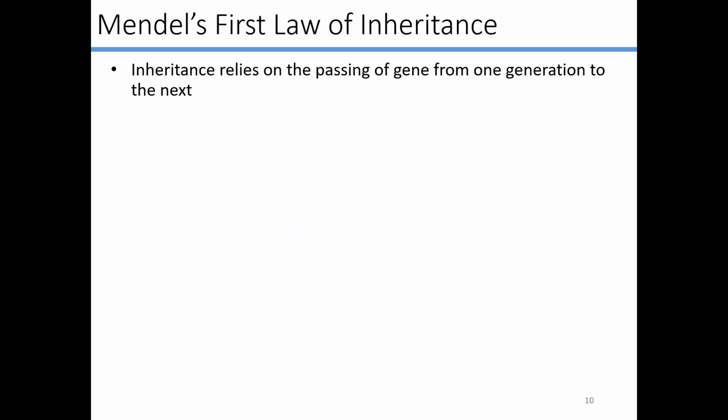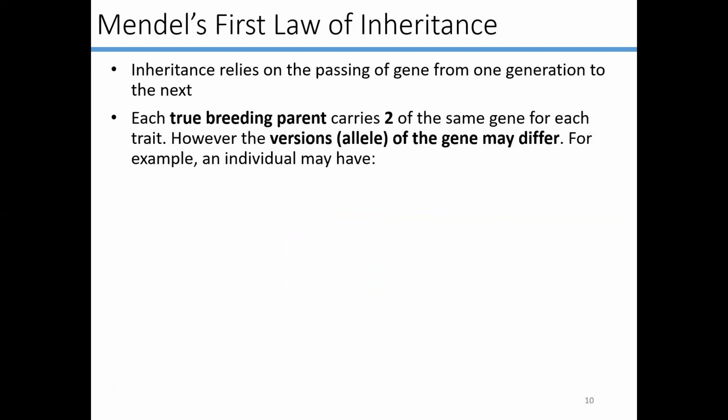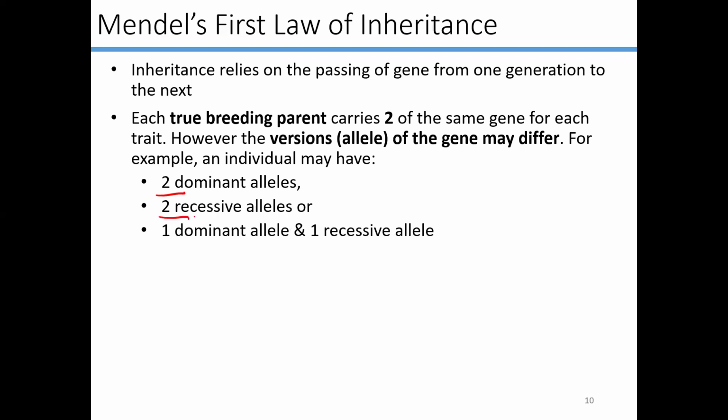So this leads us to Mendel's first law of inheritance. Inheritance relies on the passing of genes from one generation to the next. So in the example prior, you can see that each true breeding parent carries 2 of the same genes for each trait. However, the version, or in this case, alleles of the genes may differ. For example, an individual can have 2 dominant traits, or 2 recessive traits, or 1 dominant and 1 recessive.